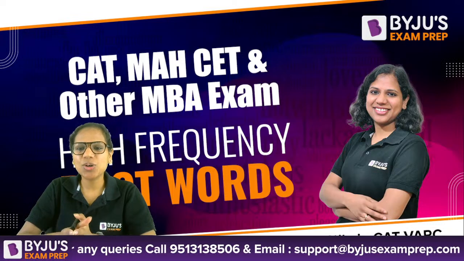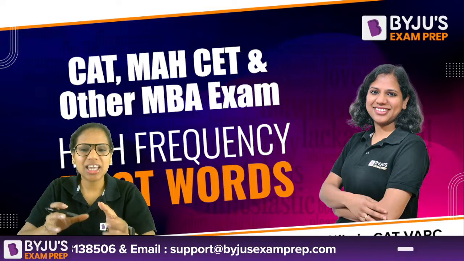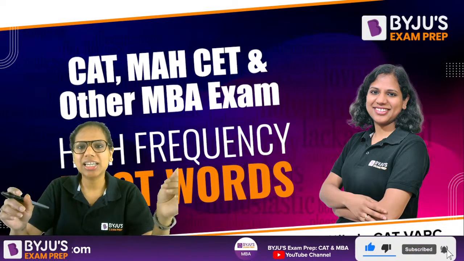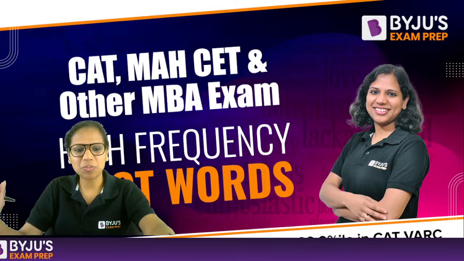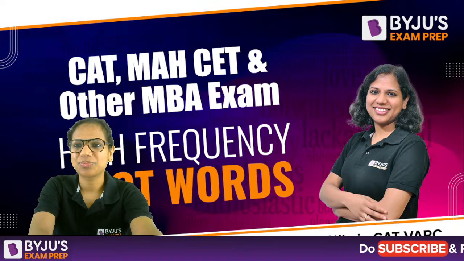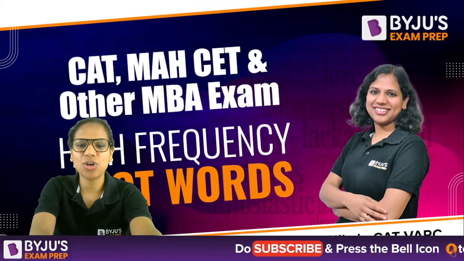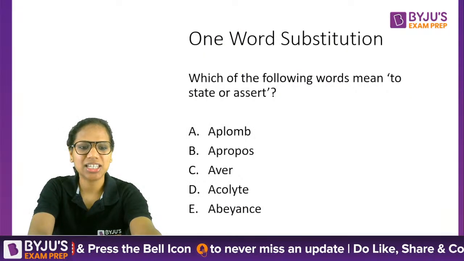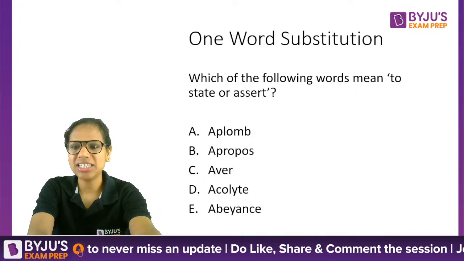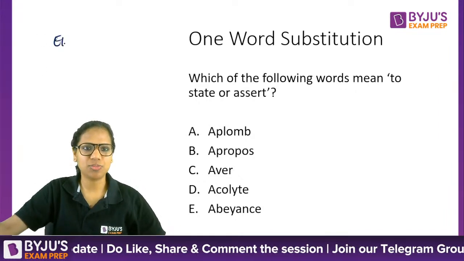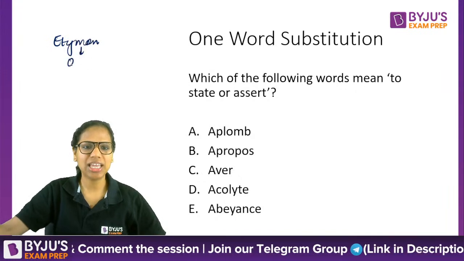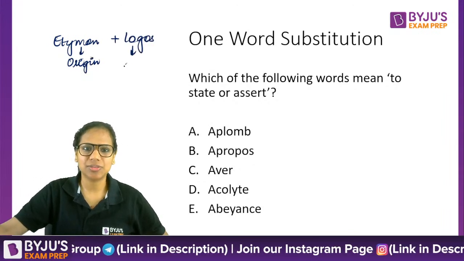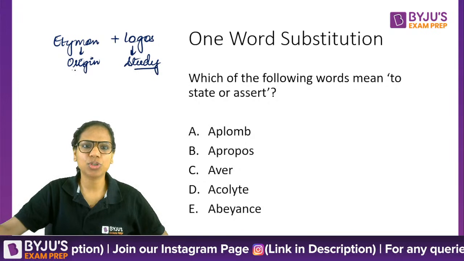Okay, so let's begin. And again, this is called etymology. This is something all of you are aware of. Etymon plus legi. Remember this. What is etymon? When I say etymology, what is etymon? Etymon plus legi, where etymon means origin, and legi comes from logos, which means study. So the study of the origin of words.